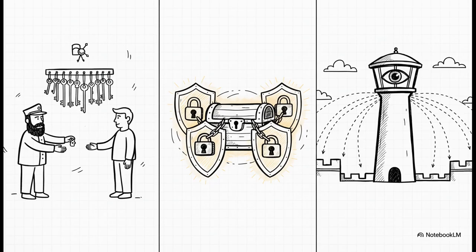So look, if you take away nothing else from our little explainer today, let it be this blueprint. First, always enforce least privilege for your gatekeepers. Second, use multiple layers of encryption for your treasure. And third, have centralized logging so your watchtowers can see everything. That's the core of it.